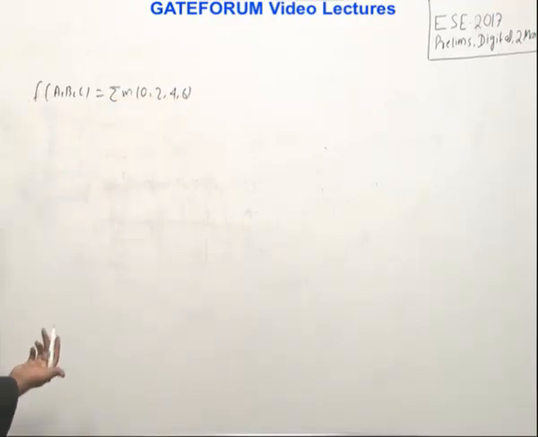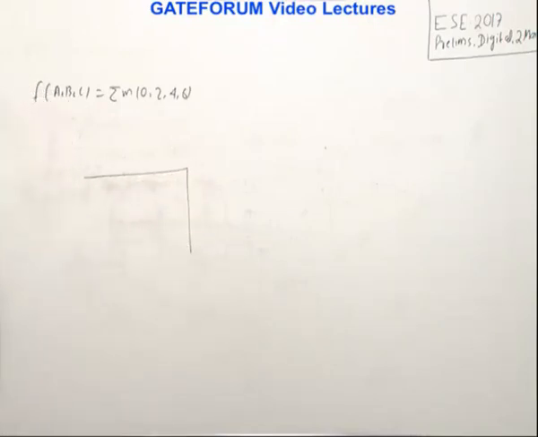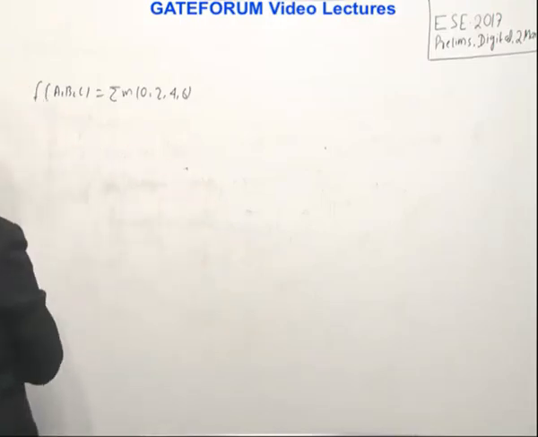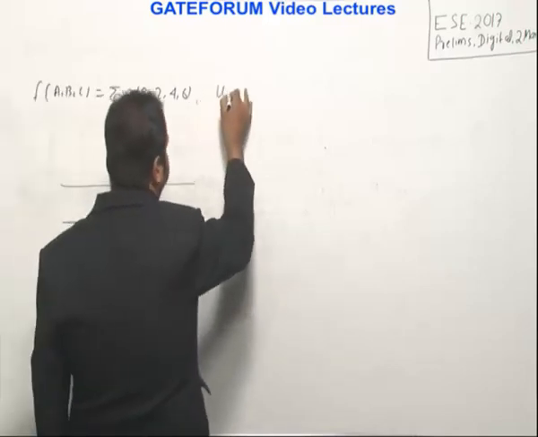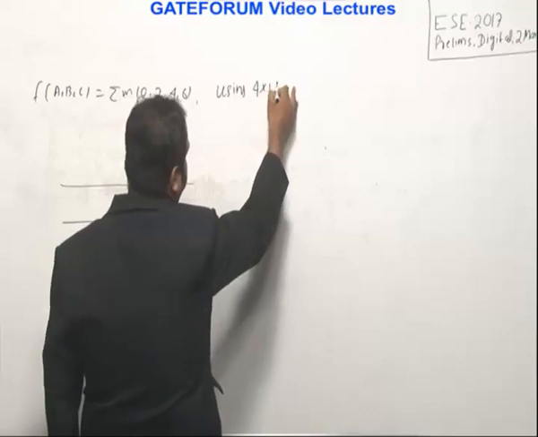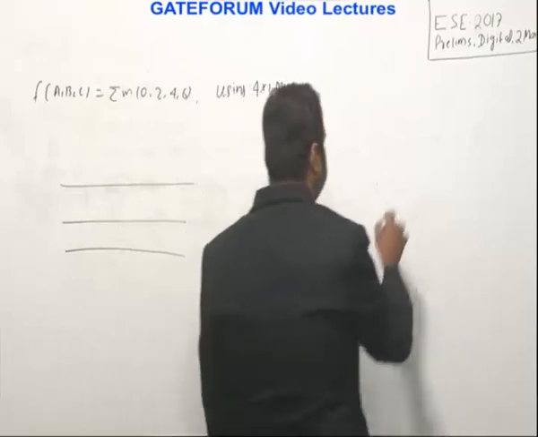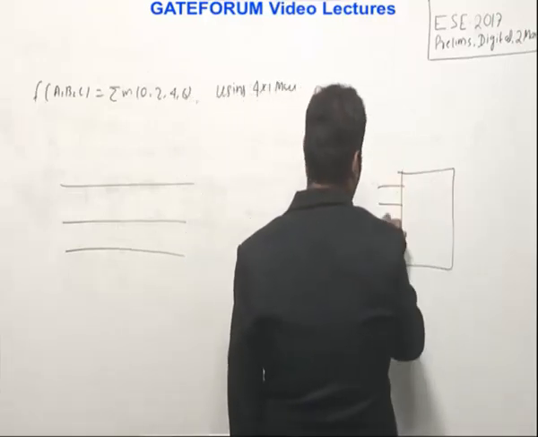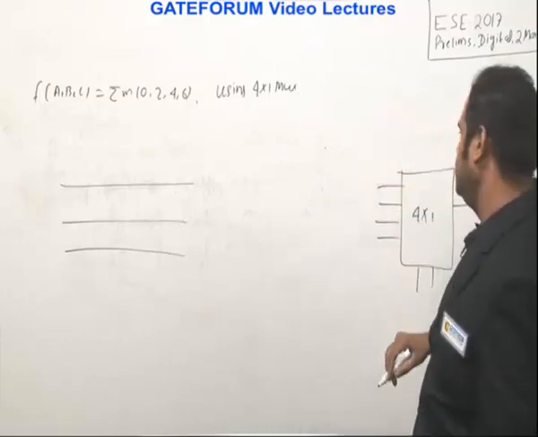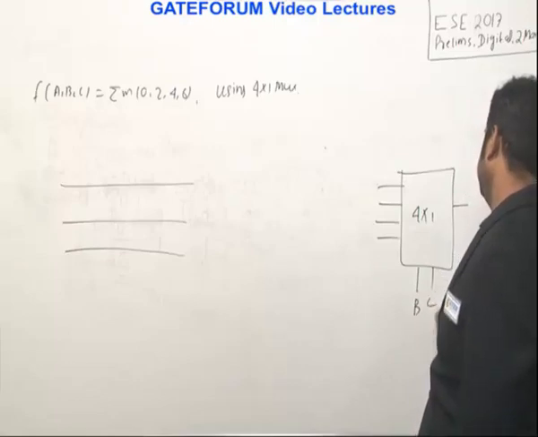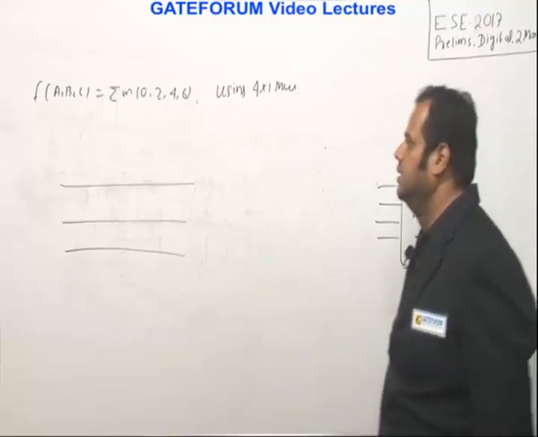Now if I ask you to implement this, what will you do? You used to make a table. I am saying that you implement this using a 4 cross 1 mux. Let me explain. I am taking a 4 cross 1 mux like this, with inputs 1, 2, 3, 4, and because it's a 4 cross 1 mux, you'll have 2 select lines. Let us say B and C are the select lines. On the input side I'll be using the A variable, and this is the output.